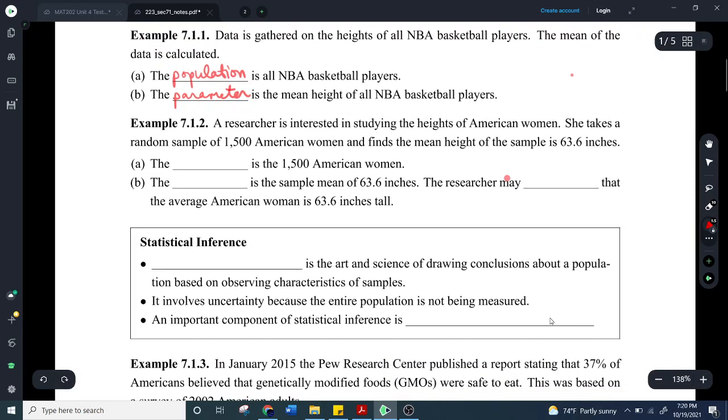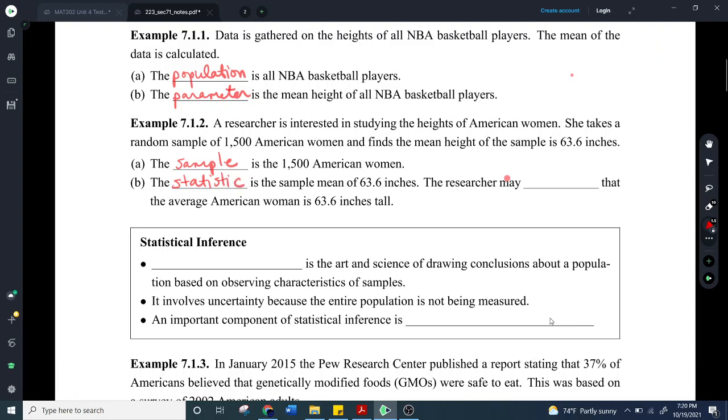A researcher is interested in studying the heights of American women. So she takes a random sample of 1,500 women and finds the mean height of the sample is 63.6 inches. So the 1,500 women is our sample. And then the mean that we calculated directly from the sample, only using the sample, that mean that we calculated is an example of a statistic. So the statistic is the sample mean that we calculated.